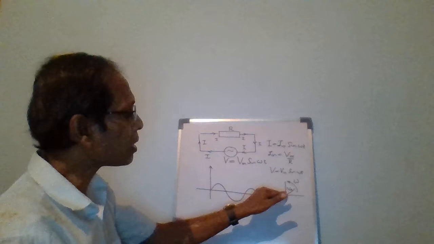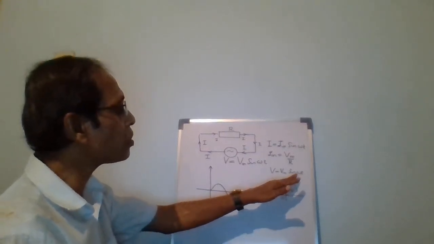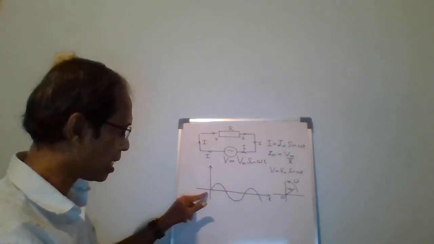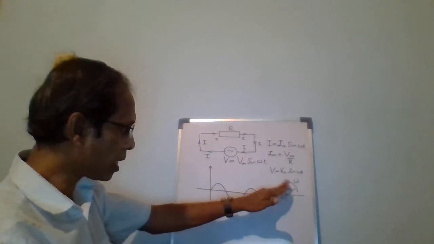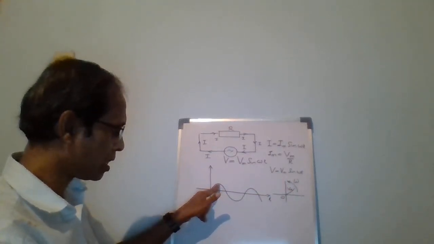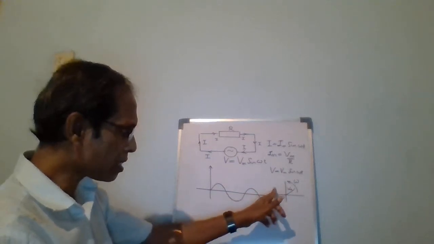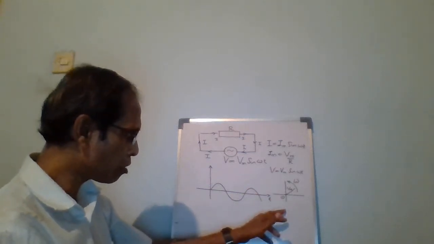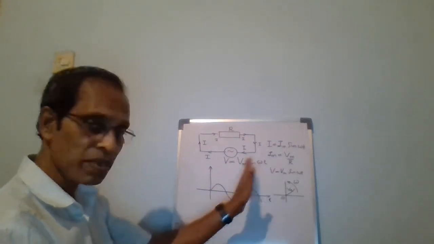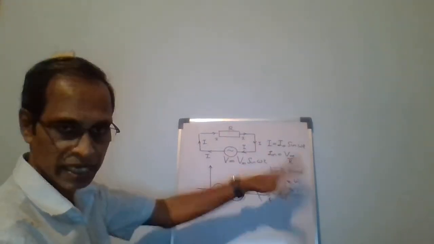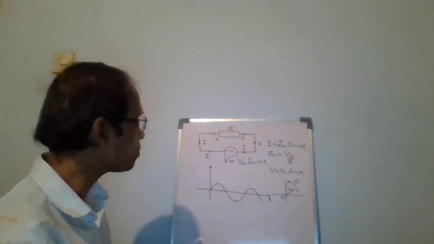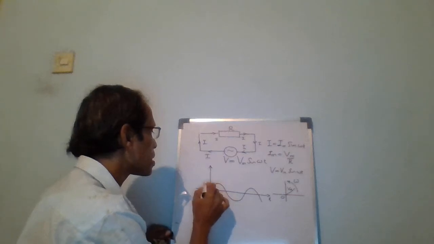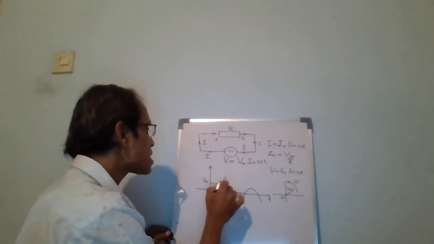When the angle is 0, that is t is 0, omega t is 0, then sine 0 is 0. When it comes to this position, omega t is 90 degrees. Then omega t is 180 when it comes to this position. Likewise, we can plot this by the rotating vector. The rotating vector's maximum value is Vm. This is V.